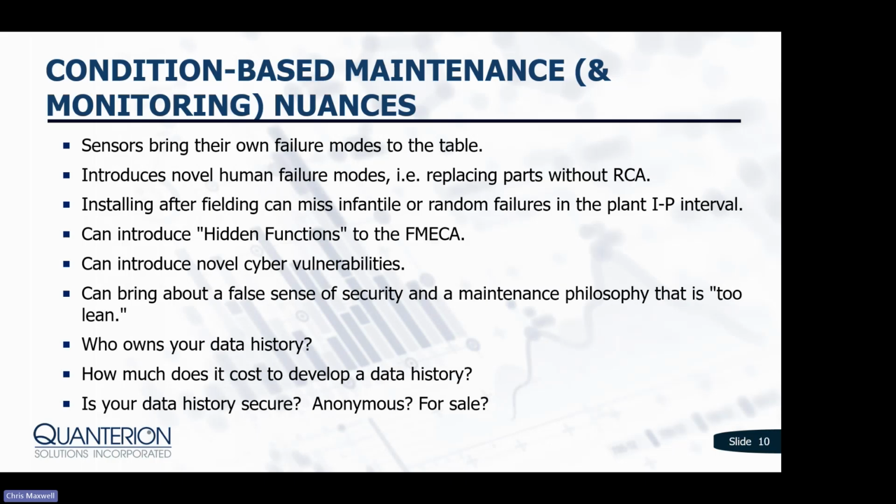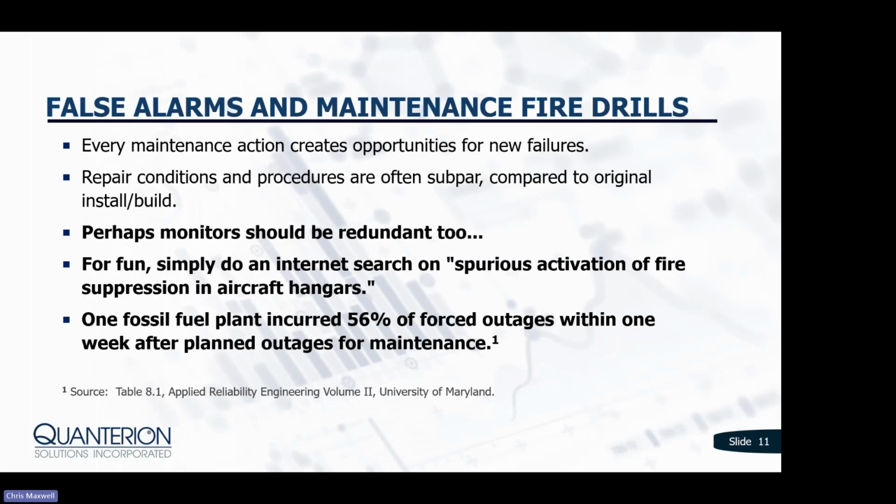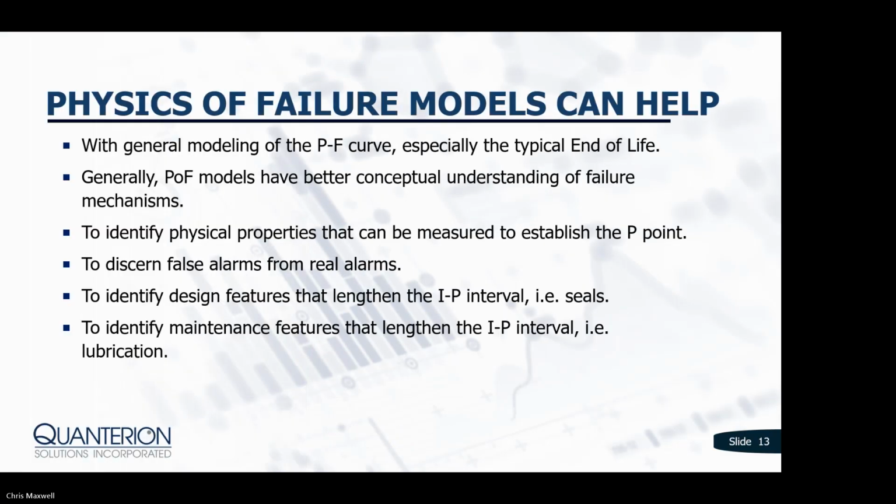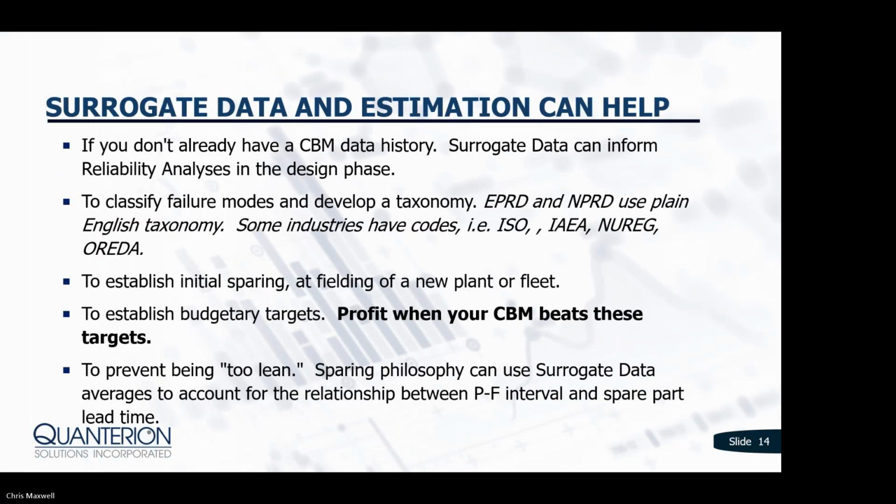One point that I didn't bring up is that for any given component, different failure modes may have different warnings and PF intervals, which also gets to one of the uses of, say, surrogate data. Surrogate data can help you to classify the failure modes during, say, a design phase. When you're doing FMEA, you might not know which failure modes to consider, okay? And so the magic buzzword there is taxonomy, right?